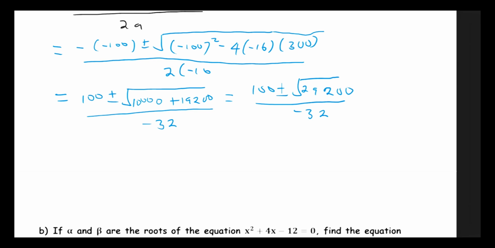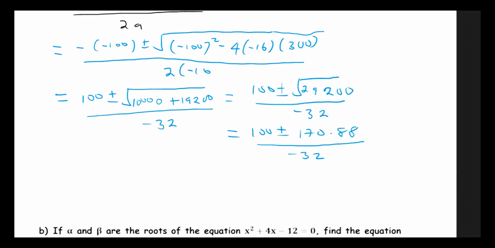So the square root of the function under the radical, we're going to have that as 100 plus or minus. When you get the square root of 29,200, it is approximately 170.88, and that is over negative 32. So we have two values. There is the plus and then there's the minus.